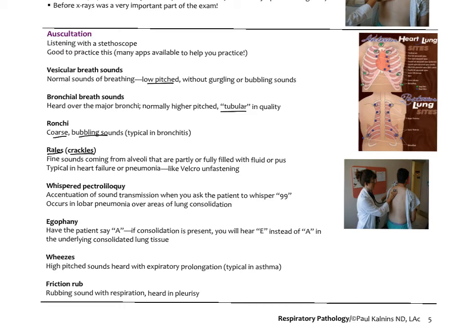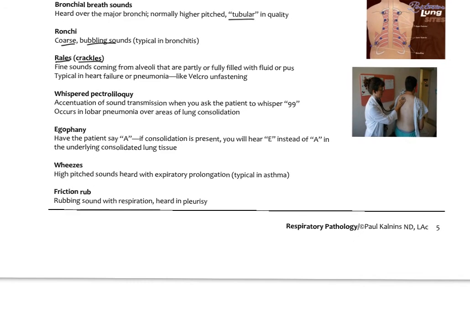Egophony is when you have the patient say A, and if you have an area of consolidation, it doesn't sound like A, it sounds like E. So it comes through, the tone is slightly shifted. And then we listen for wheezes. We might hear that in asthma, especially in the expiratory phase. And then what are called friction rubs. And that's when you breathe in and it almost sounds like sandpaper or something rubbing, grating. And that's really the visceral pleura rubbing against the parietal pleura. And that we hear in pleurisy. So that's a friction rub.